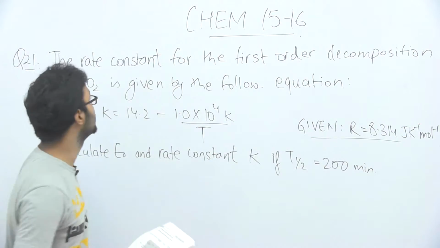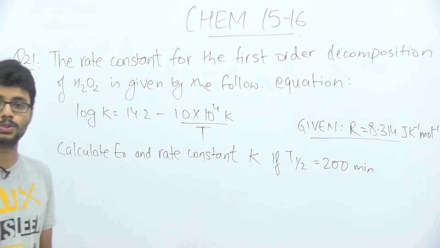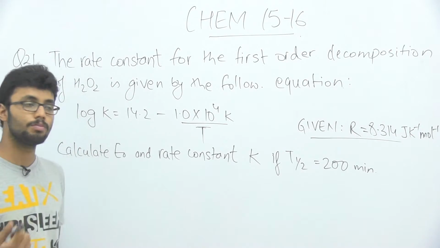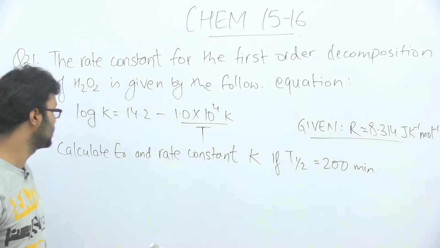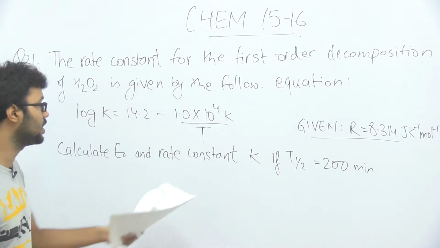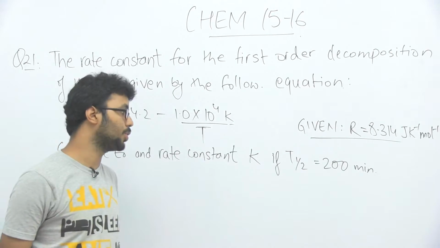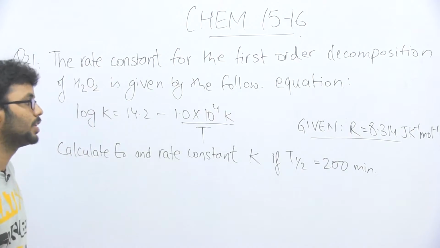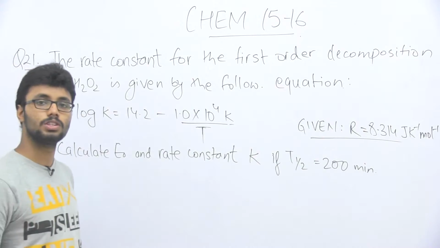So the next question is, the rate constant for the first order decomposition of H2O2 is given by the following equation: log K equals 14.2 minus 1 into 10 raised to the 4 Kelvin over temperature. We have to calculate EA and the rate constant K, if it is given that T half equals 200 minutes, and it is also given that R equals 8.314 joule Kelvin inverse mole inverse. So let's proceed to the solution.